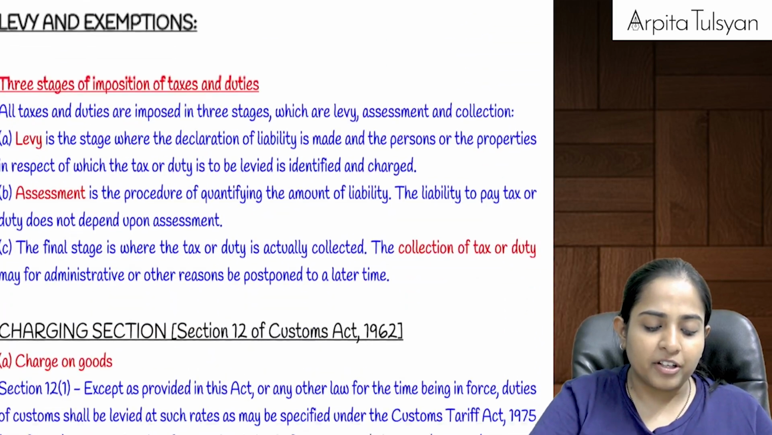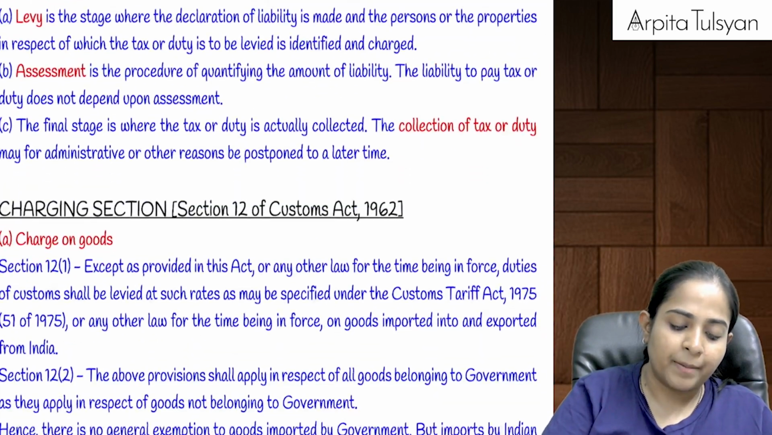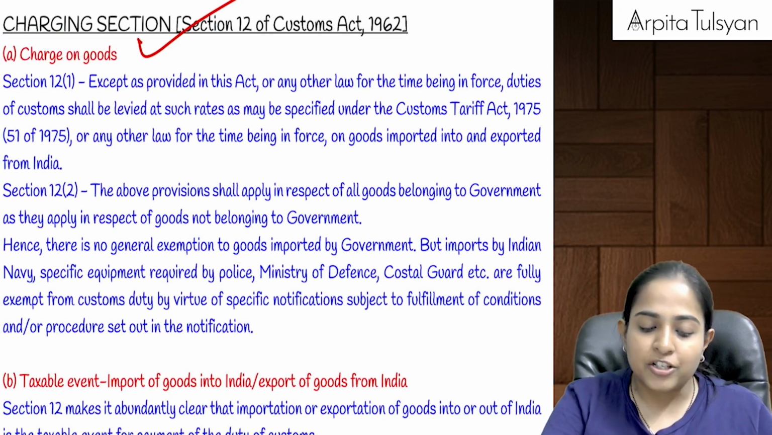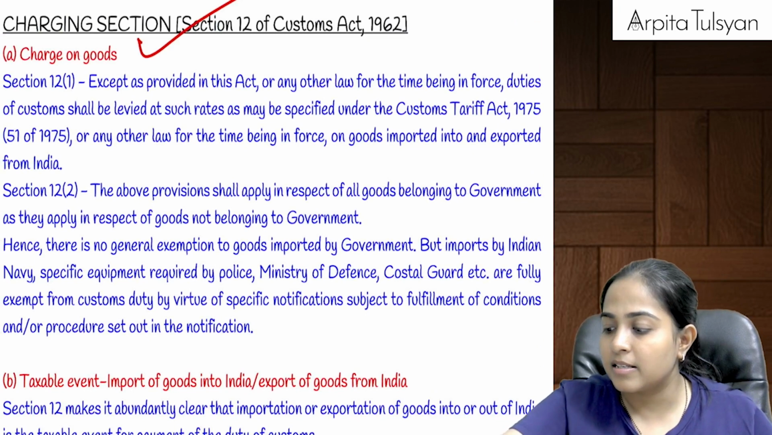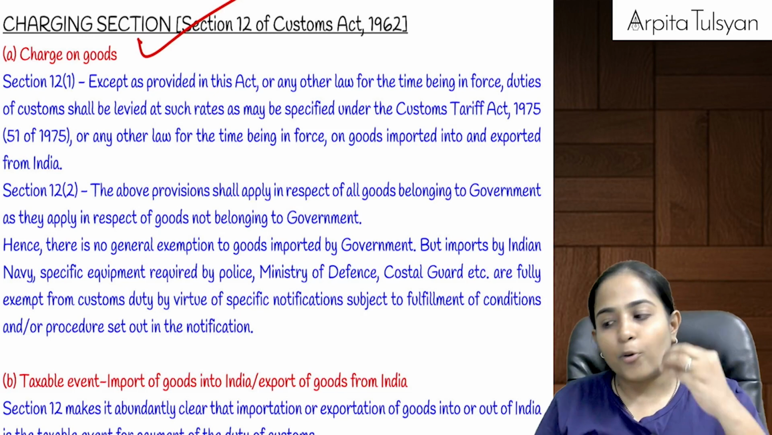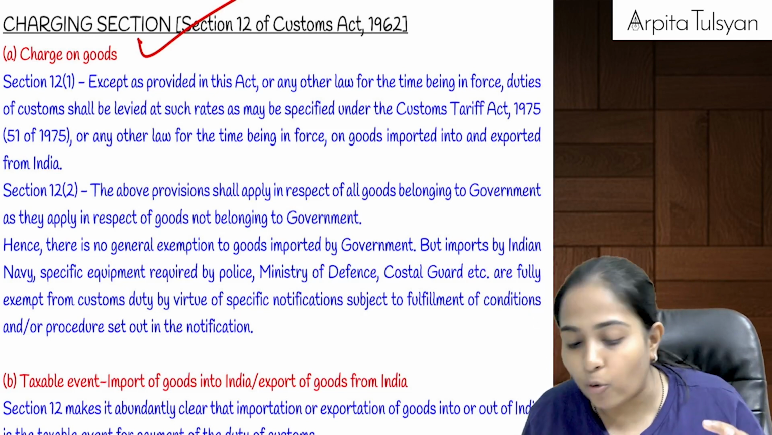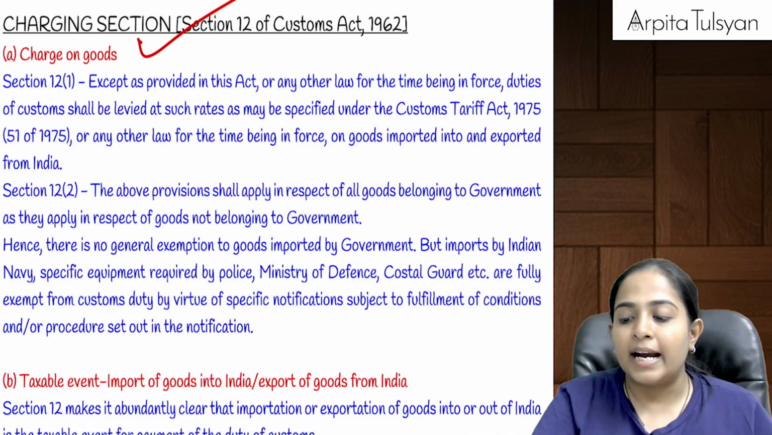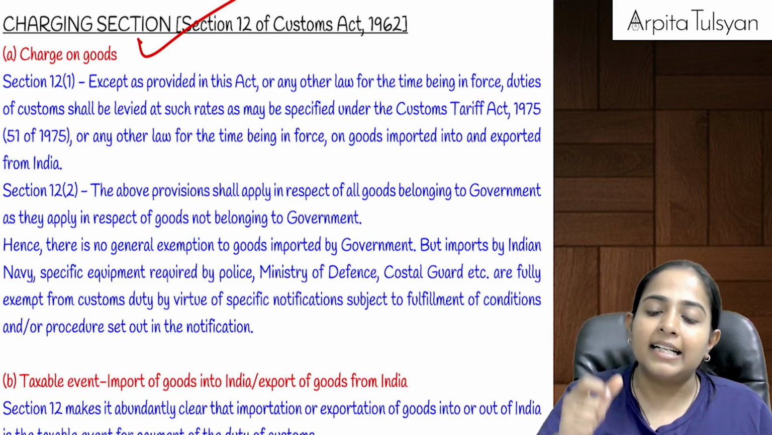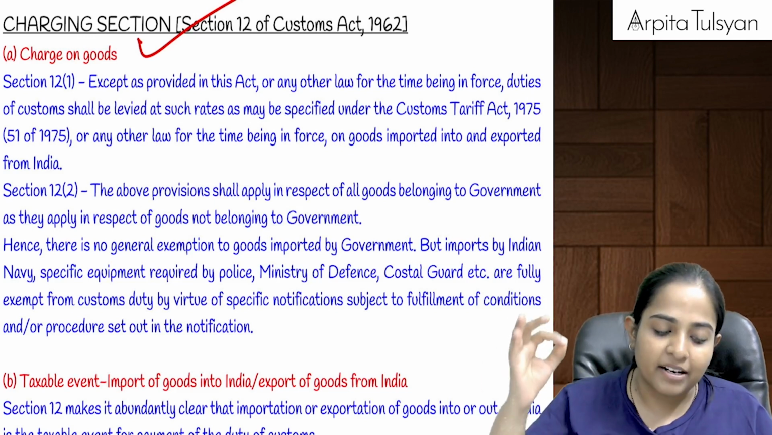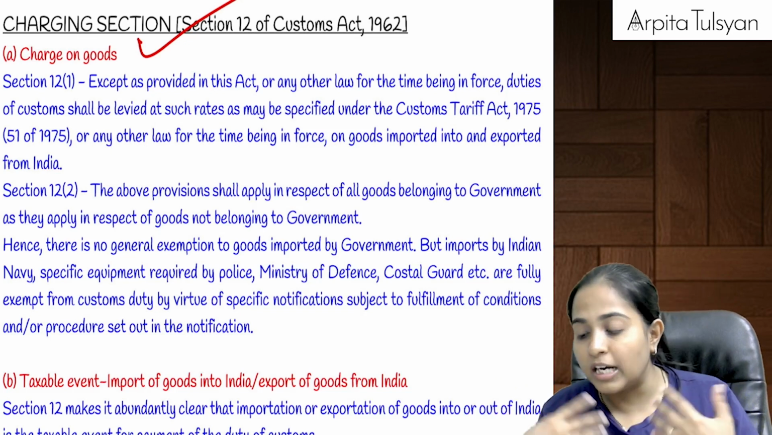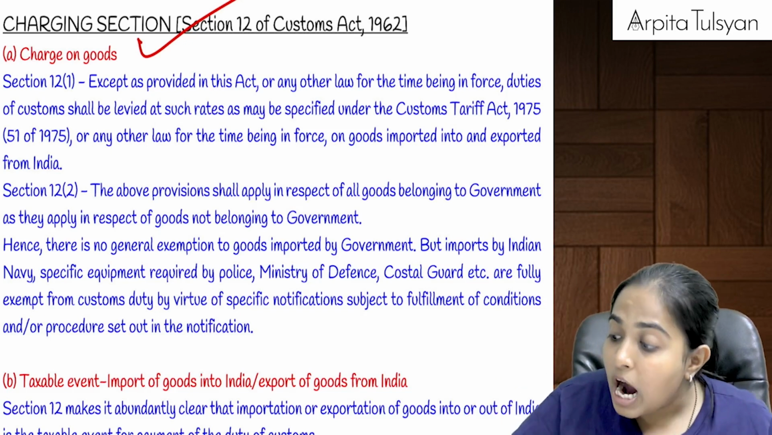Then, going on to the main important parts of the chapter. First one, starting with section number 12, that is your charging section. This section says that whatever goods are imported into India or exported from India, customs duties will be applicable on them. At the rates which are prescribed under the Customs Tariff Act 1975, and this will be applicable to all the goods which belong to the government plus all the goods which belong to other than government.